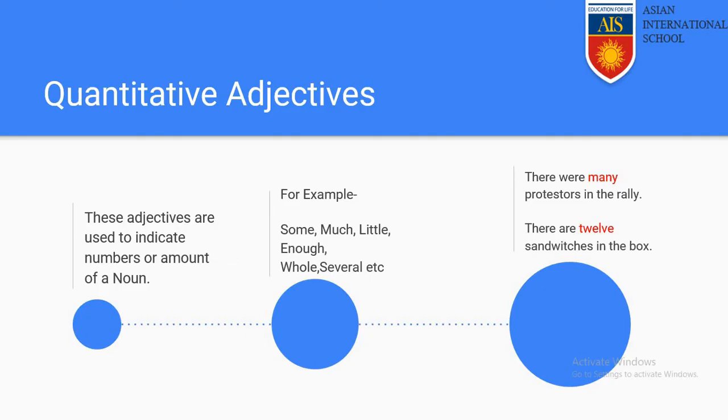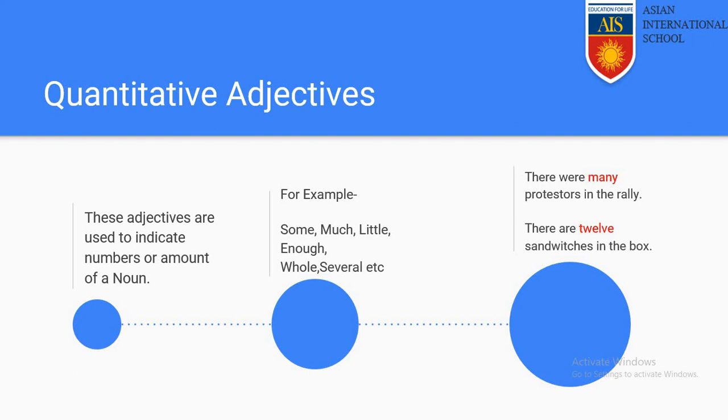Next is quantitative adjectives. Quantitative adjectives are used to indicate number or amount of a noun. What is the quantity of a noun? To know that, we use quantitative adjectives. For example, some, much, little, enough, whole, several. These are all quantitative adjectives.